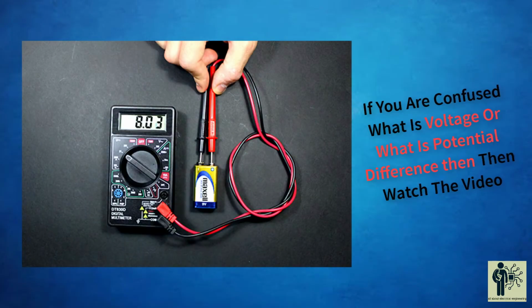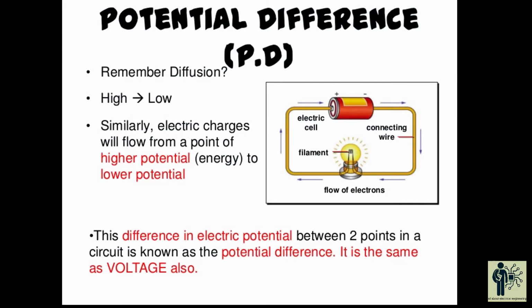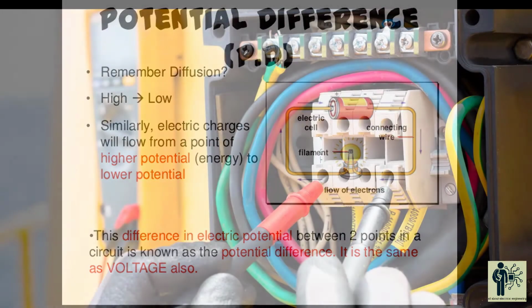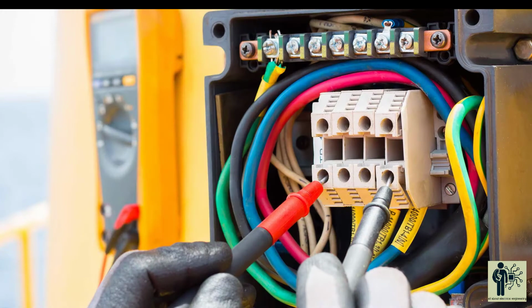If you are confused about what is voltage or what is potential difference, then watch the video. Voltage or potential difference are just the same things. Voltage is one of the most fundamental parameters associated with an electrical or electronic circuit.